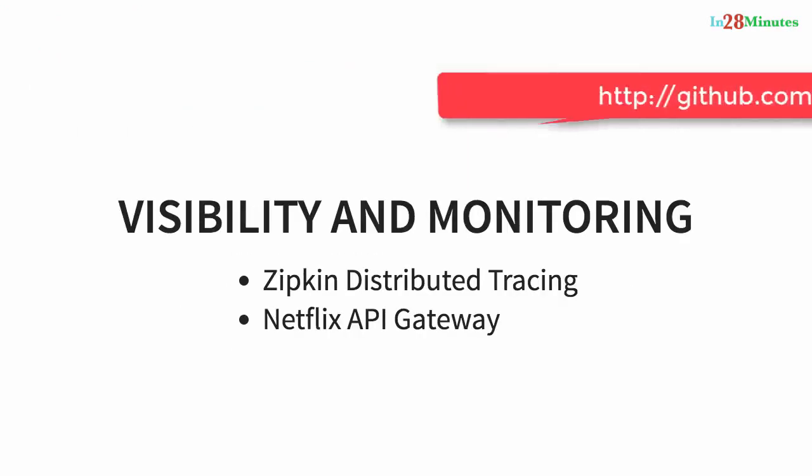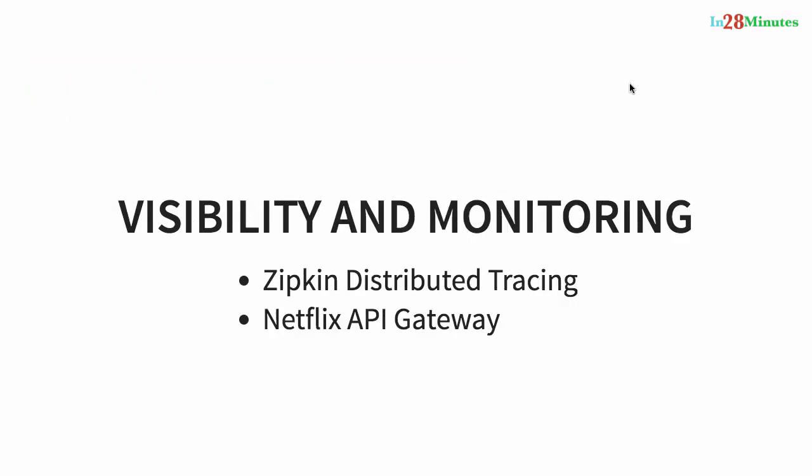The solutions for visibility and monitoring are the Zipkin distributed tracing server. We would use Spring Cloud Sleuth to assign an ID to a request across multiple components, and we would use Zipkin distributed tracing to trace a request across multiple components.